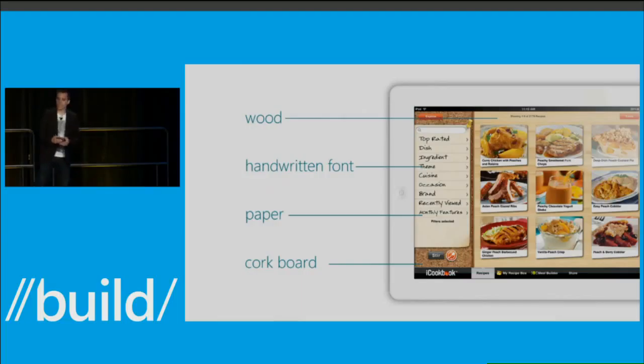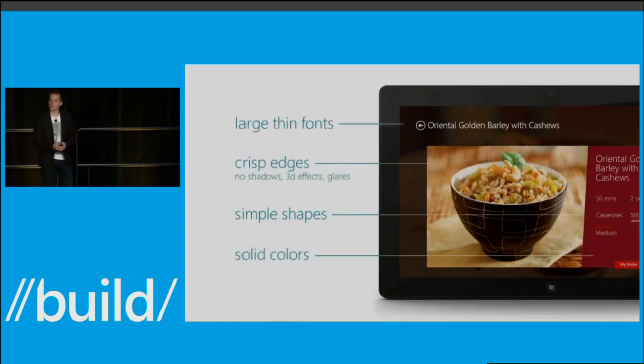It's an interesting design, but we're past that stage. We don't need all those references anymore. We can just purely give emphasis to the content and just get rid of all those distracting elements. So as you see, the only thing you have here on the screen are large, thin fonts, no handwritten font anymore. You see crisp edges, simple shapes, solid background colors. These are kind of the elements that you would use for a Windows 8 design.